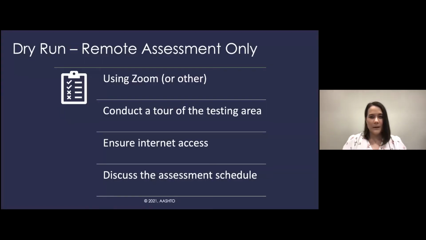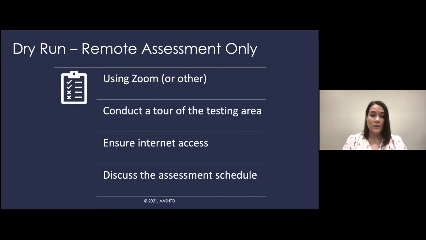And while we're talking about things that only apply to remote assessments, let's very quickly touch on the dry run. After it's determined that your pre-assessment documents are good to go, we will schedule and perform a dry run. So this is conducted using video streaming software, something like Zoom. And during the dry run, the assessor will request a tour of the full testing area. This allows the assessor to understand the layout of the laboratory and to see the types of equipment that will be used during the remote assessment.